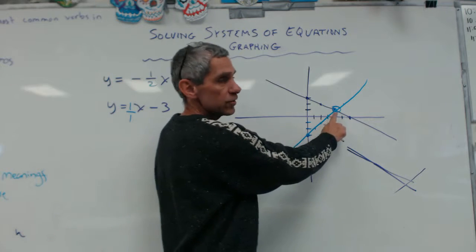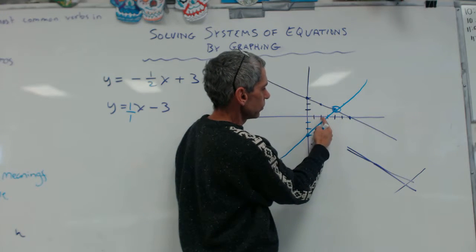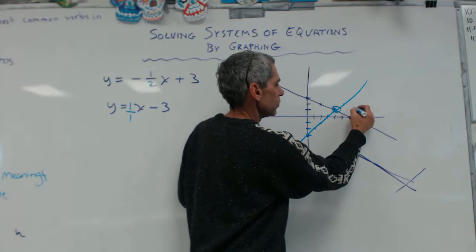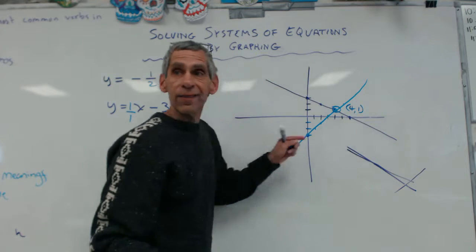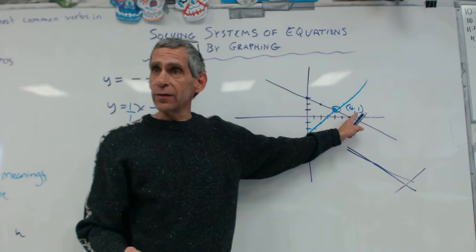So what is this point? It's over 1, 2, 3, 4, up 1. So you all agree with me that's 4 comma 1? All right, that's the point I want. That would be my answer, that 4 comma 1 is my answer.